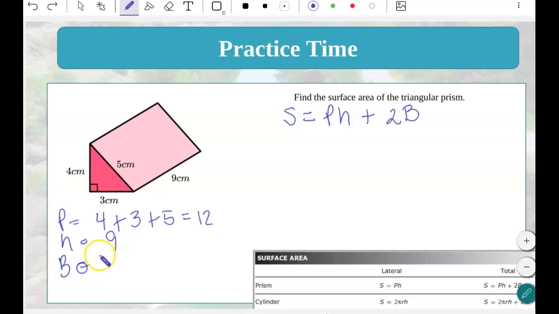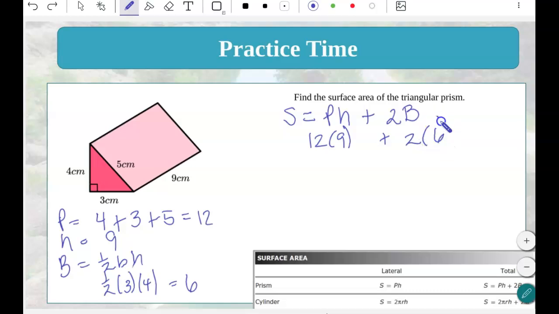Area of the base. It's a triangle, so we have to do 1/2 the base of the triangle times the height of that triangle. So the base, remember, it forms this right angle here, is 3. The height is 4. 3 times 4 is 12, and half of that is 6. So let's plug it into our formula. We know that the perimeter is 12, the height is 9, and then we do 2 times the 6.